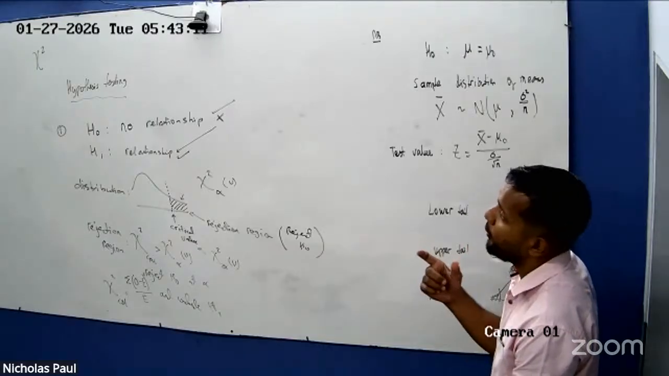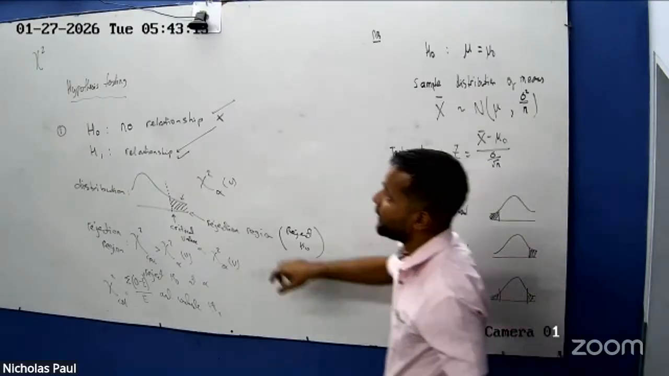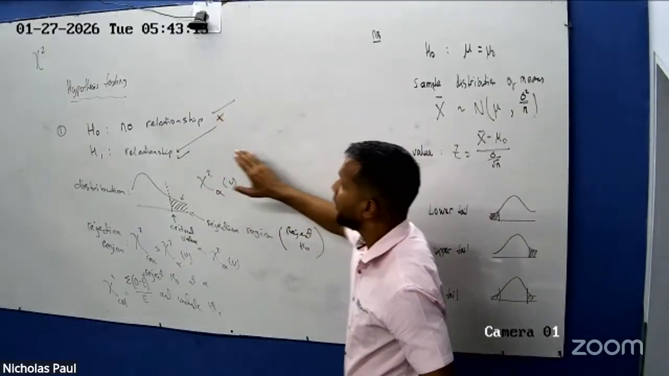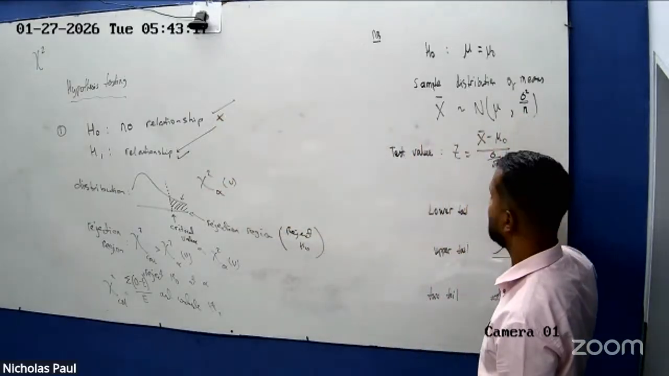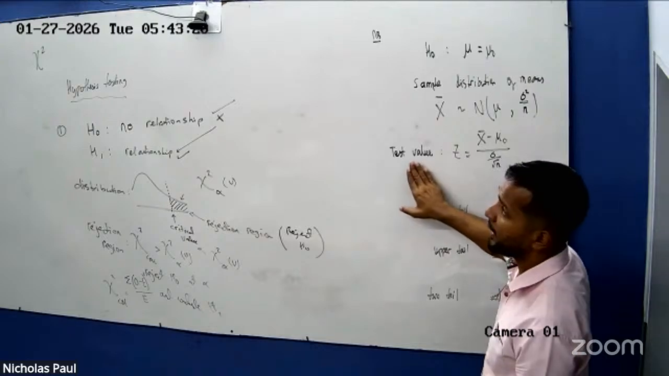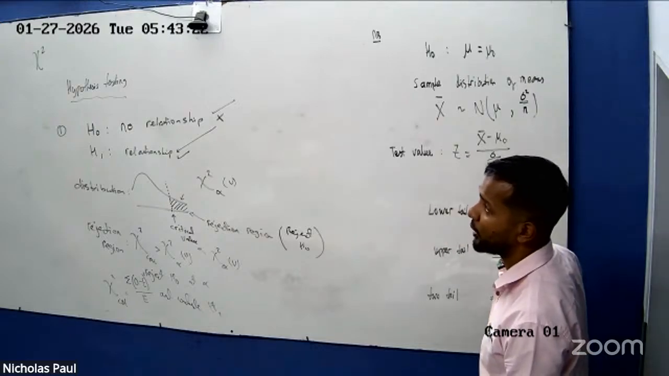What we're doing is a hypothesis test. We're going to develop each hypothesis, use the right distribution, find the critical region, get a test value, and make a conclusion.